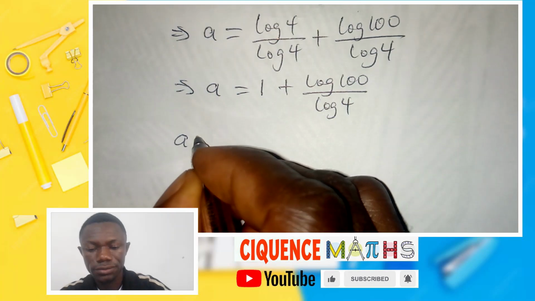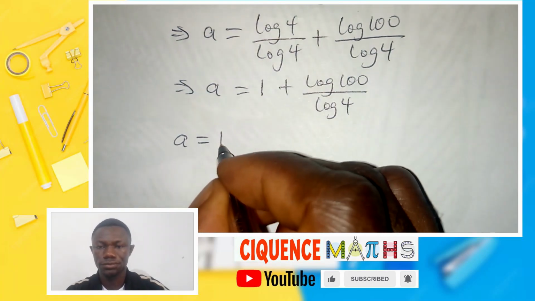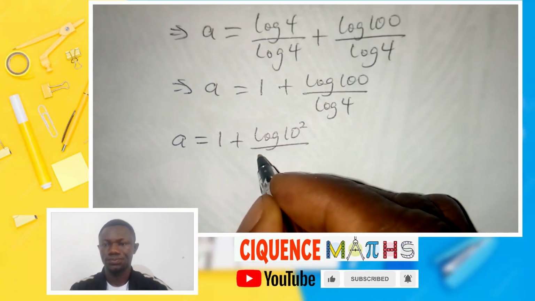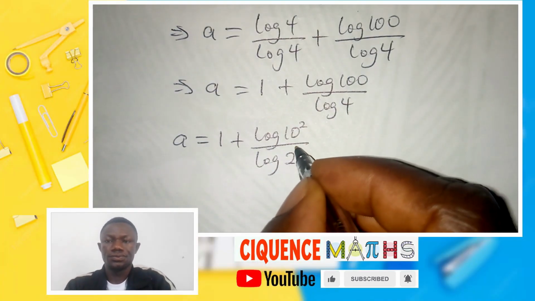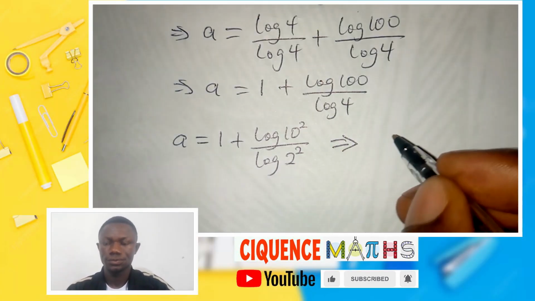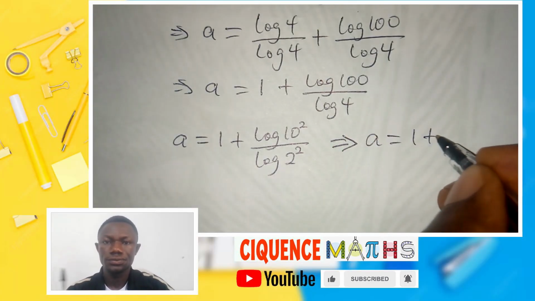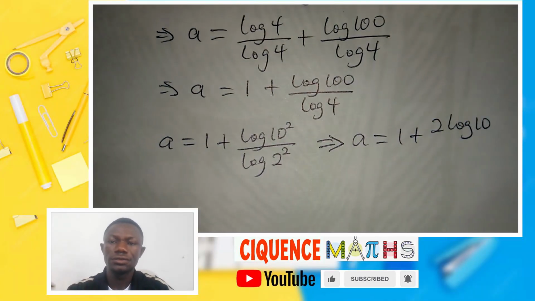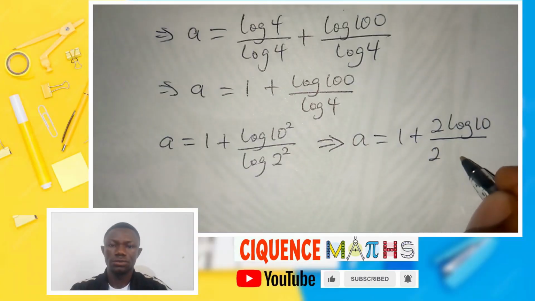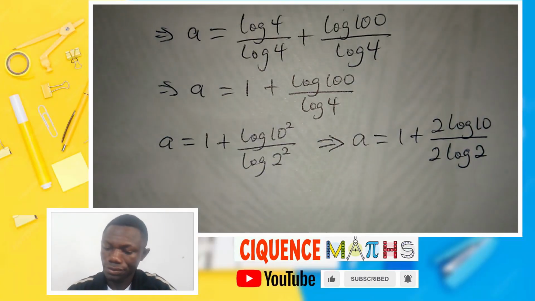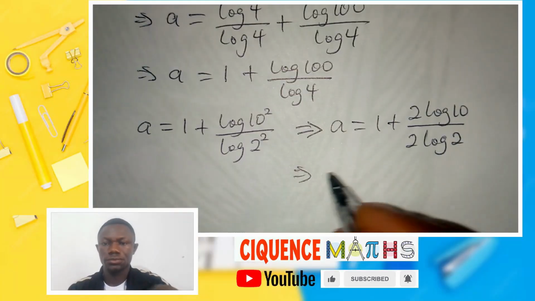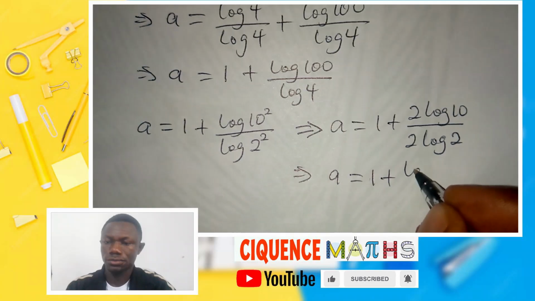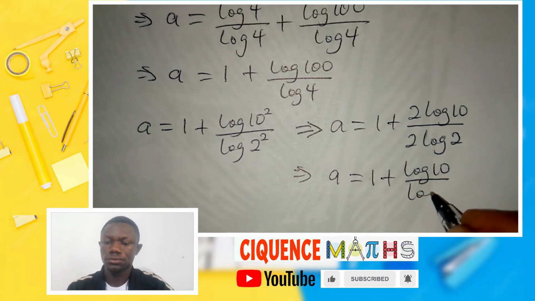Now we can simplify the log 100. It becomes A equal to 1 plus, the log 100 can be written as 10 exponent 2, or 10 square, divided by log 2 square. So it becomes A equal to 1 plus 2 log 10 divided by 2 log 2. So our A is equal to 1 plus log 10 divided by log 2.